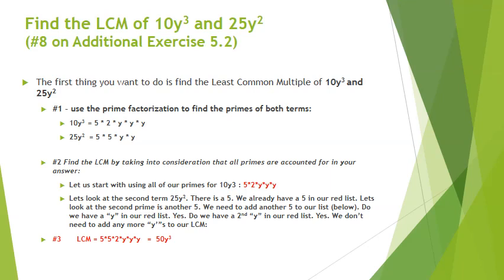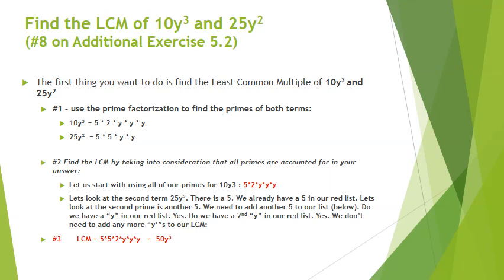What we want to do is find the least common multiple by taking into consideration that all primes are accounted for in your answer. So we're going to start out by looking at the primes for 10y to the third power. We're going to just bring down all of them. 5 times 2 times y times y times y. And then we're going to start out with that, and then we're going to add the ones that we don't already have. Let's look at the second term, which is 25y squared. There is a 5. We already have a 5 in our red list. Let's look at the second prime. There's another 5. Do we have a second 5 in our original list? No. Down at the bottom, we're going to add that extra 5.